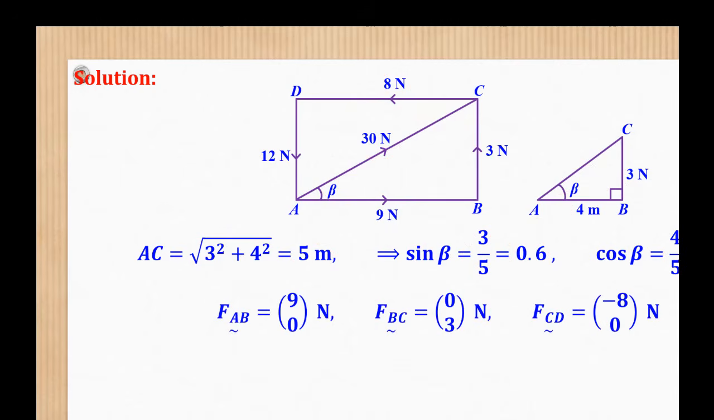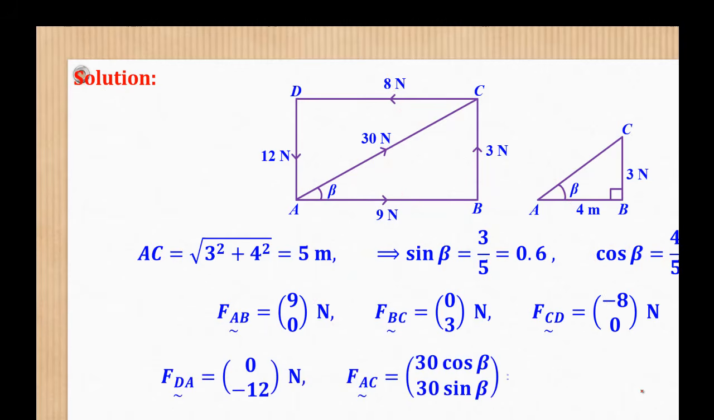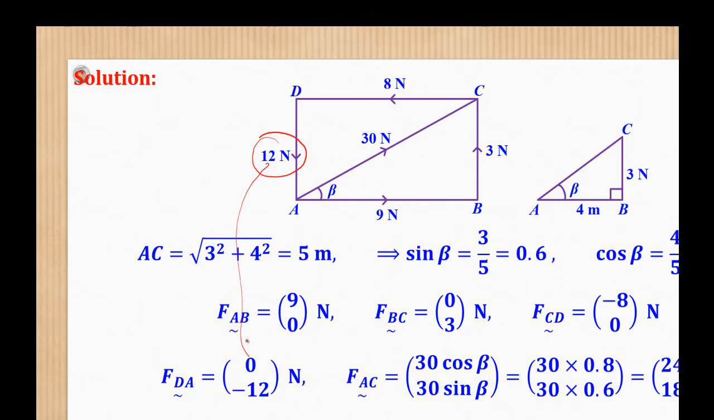Then by writing each force in vector form, 9 is entirely horizontal, so it will be 9, 0. 3 is entirely vertical, so it will be 0, 3. 8 is entirely horizontal, moving towards the negative side, so it will be negative 8, 0. Then force DA is entirely vertical and downwards, so it will be 0, negative 12. And AC is at an angle, so it will be 30 cos beta as the horizontal and 30 sin beta as the vertical. Cos beta is 0.8, sin beta is 0.6, so you come up with 24, 18 as force of AC.